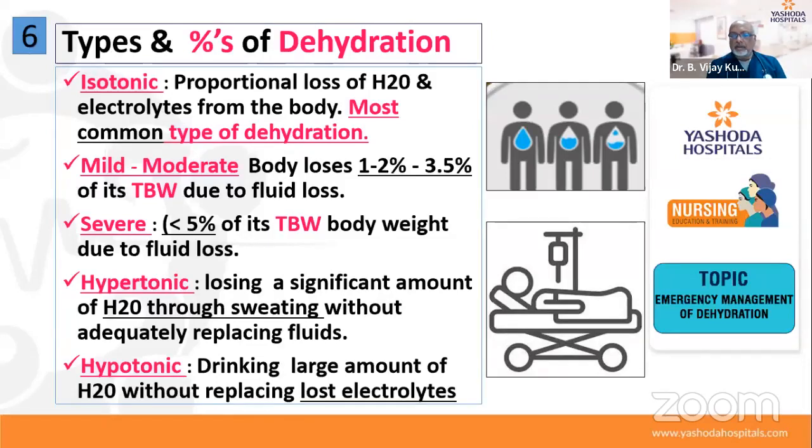So here the common conditions usually are drug related. One is diuretics, which we commonly use in many patients, and some psychiatric medications, and conditions like uncontrolled diabetes or diabetes insipidus, where more sodium is lost compared to water, and you get hyponatremia. So hyponatremic dehydration is slightly more dangerous because it can lead to seizures, coma, and other things.